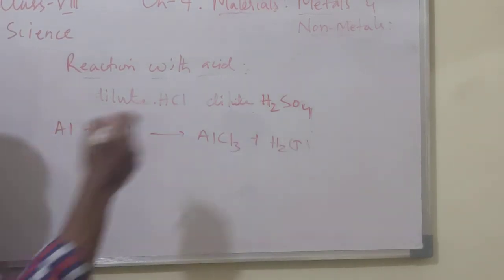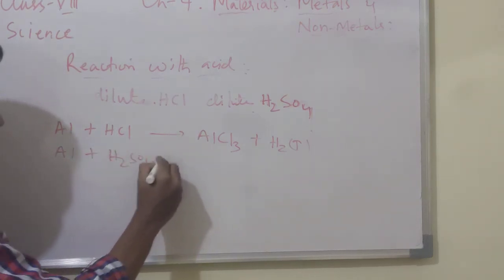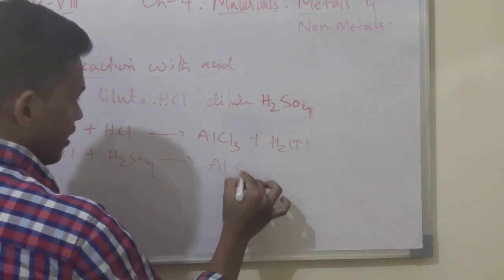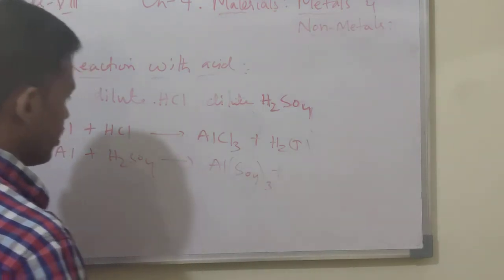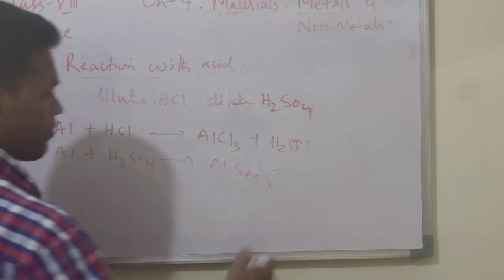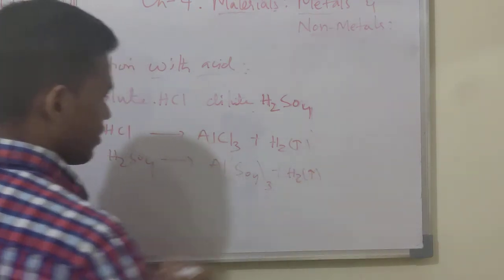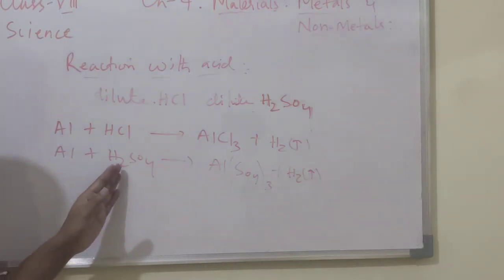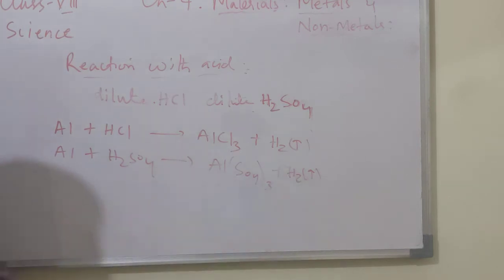Now you will see H2SO4. If you react aluminum with H2SO4, it gives Al2(SO4)3 plus H2 gas. So aluminum reacts with sulfuric acid to give aluminum sulfate and hydrogen gas.